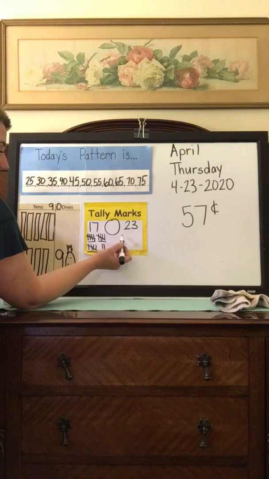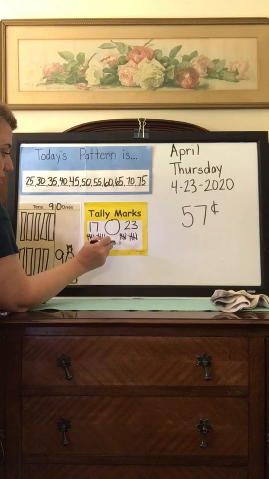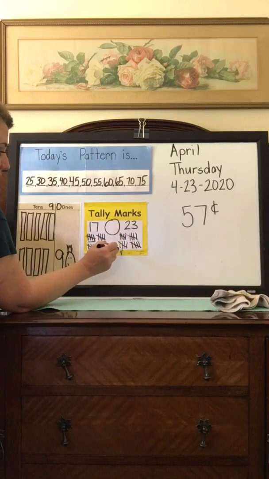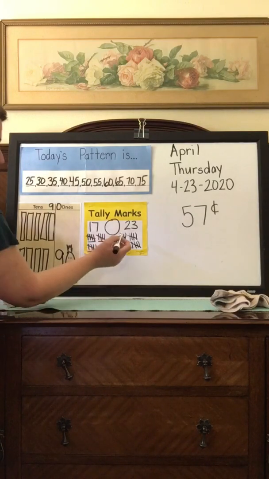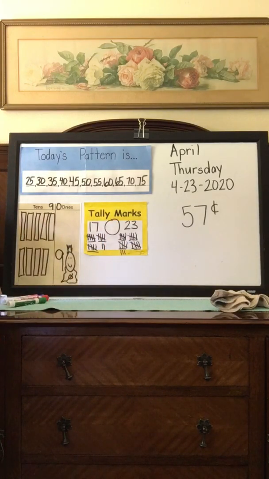Help me tally and count. 1, 2, 3, 4, 5, 6, 7, 8, 9, 10, 11, 12, 13, 14, 15, 16, 17, 18, 19, 20, 21, 22, 23. All right, boys and girls, how many groups of 5 do you see? 1, 2, 3, 4. I see 4 groups of 5.